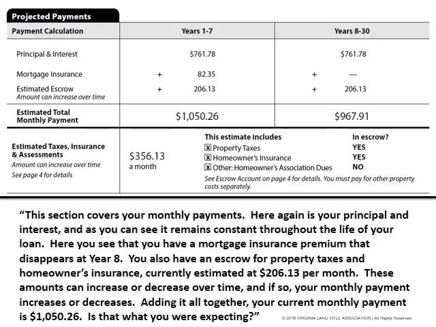"This section covers your monthly payments. Here again is your principal and interest, and as you can see, it remains constant throughout the life of your loan. Here you see that you have a mortgage insurance premium that disappears at year 8. You also have an escrow for property taxes and homeowners insurance, currently estimated at just over $206 per month. These amounts can increase or decrease over time, and if so, your monthly payment increases or decreases. Adding it all together, your current monthly payment is $1,050.26. Is that what you were expecting?"